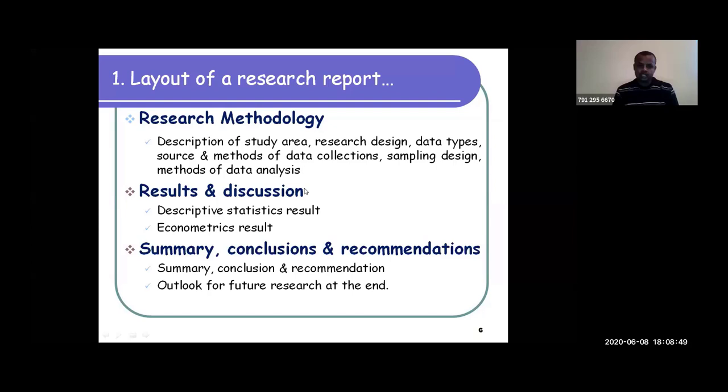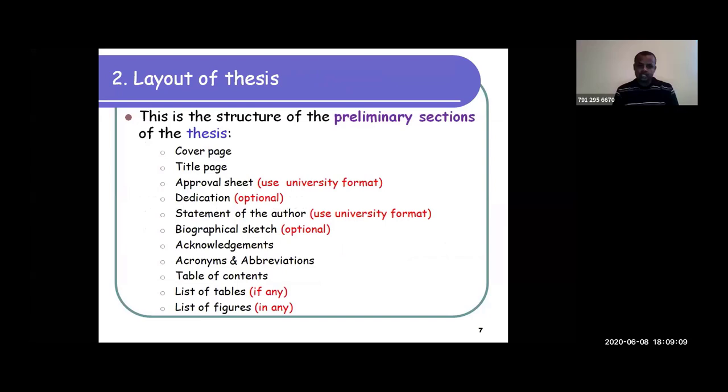For your quick memory, and to give you an overall hint of the layout of the MSc thesis or MBA thesis, it looks like the following format. I will once again briefly explain each subsection, what is expected and so on. In the first part, the primary section of the thesis before the introduction part, the first is the cover page, the second is the title page, then the approval sheet, which you might write based on the university format. You might also add dedications if you want to dedicate your thesis to give recognition to somebody.